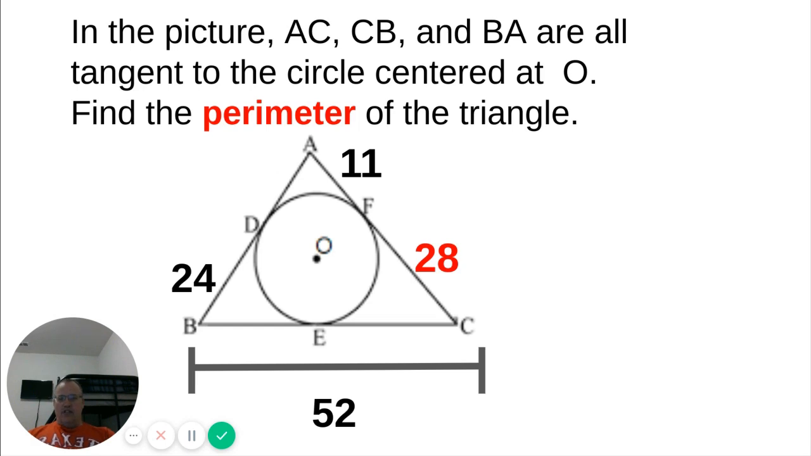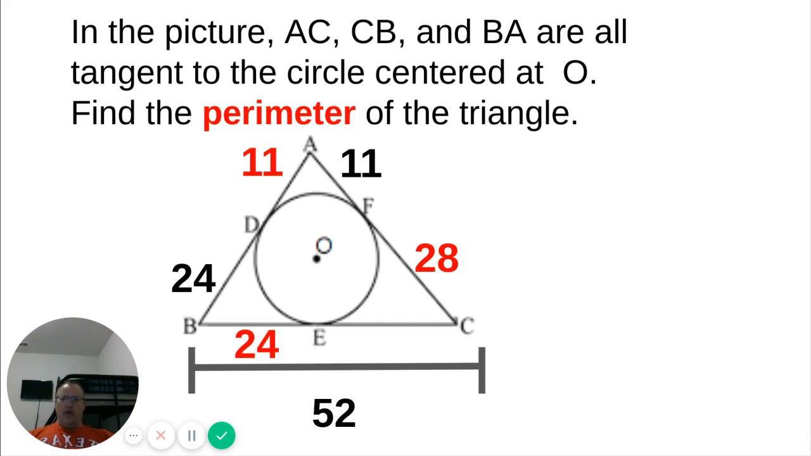And so, what that means is, as we work through this particular problem, we know that A to F is 11, but we also know that A to D is 11 because they're starting at the same point. And we know that B to D is 24, but we also know B to E is 24 because they're hitting the same circle from the same point.